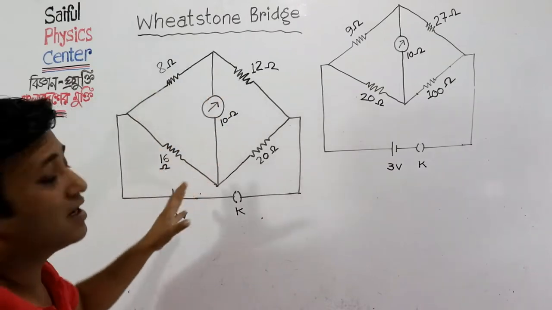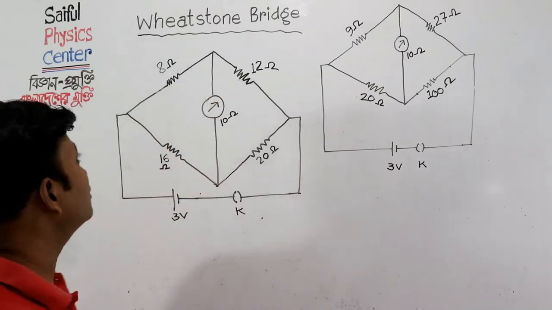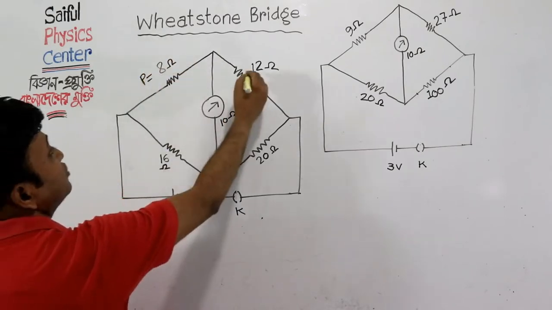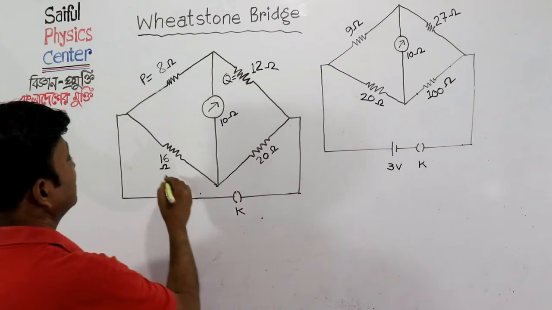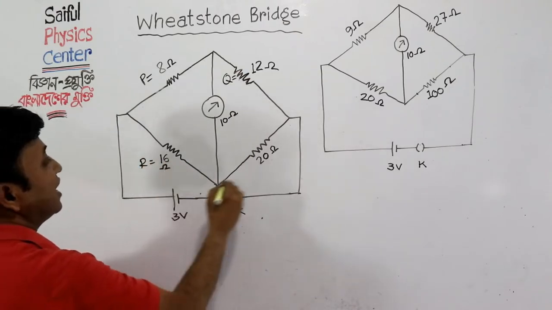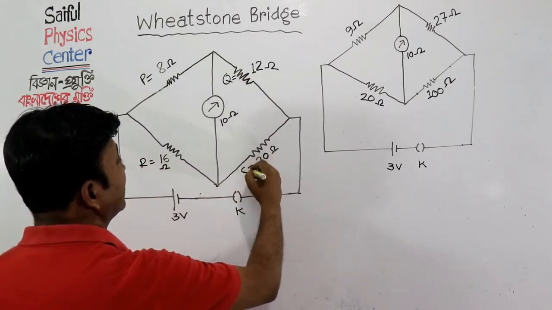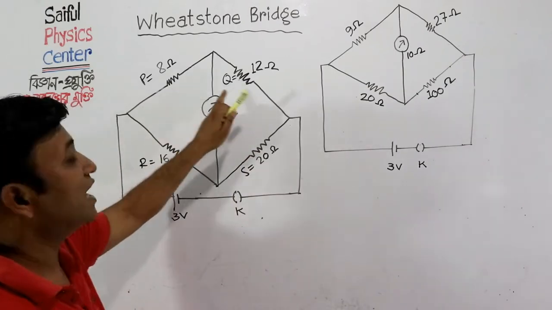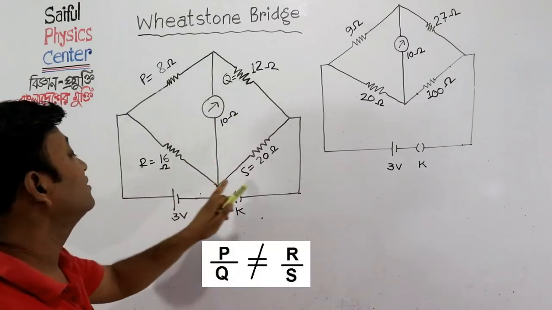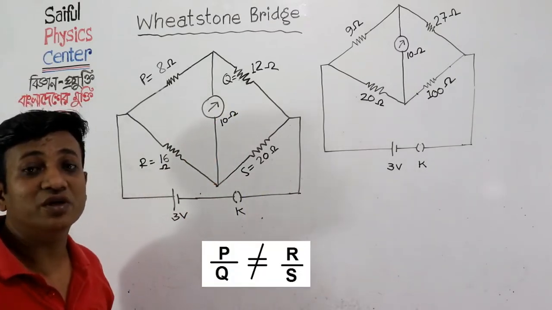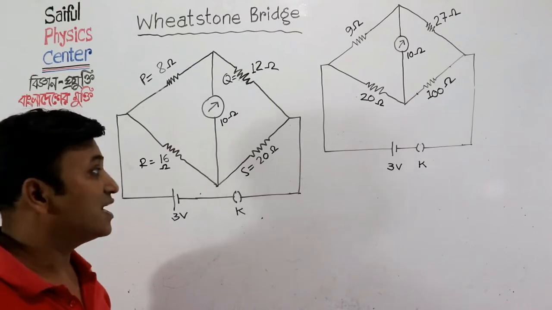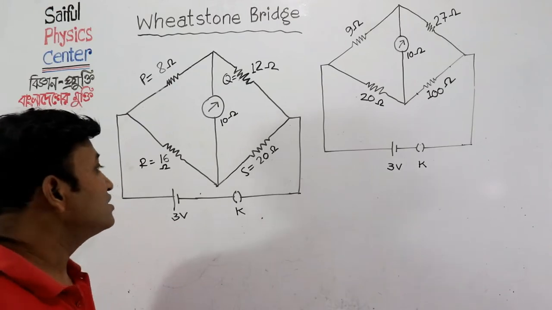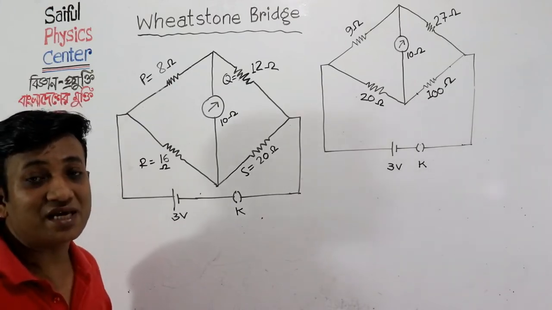Here resistances are given. Let us denote the resistance 8 ohms by P, 12 ohms by Q, 16 ohms by R and 20 ohms by S. Now if we take the ratio of P and Q and of R and S, their ratios will not be the same. It implies that this bridge is not in balance. So we consider how we can make this bridge balanced.